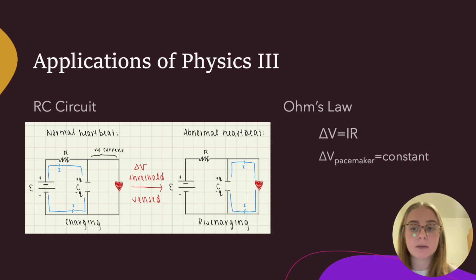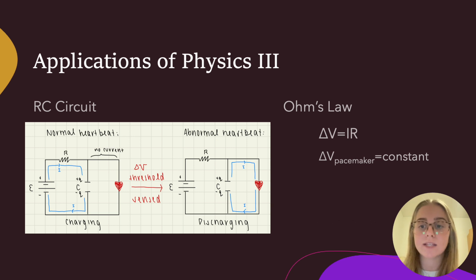When the heart skips a beat, the capacitor in the pacemaker fully charges and releases all the stored energy through the lead wire, sending a milliamp electrical current to the heart. This puts the heartbeat back to its normal beat.